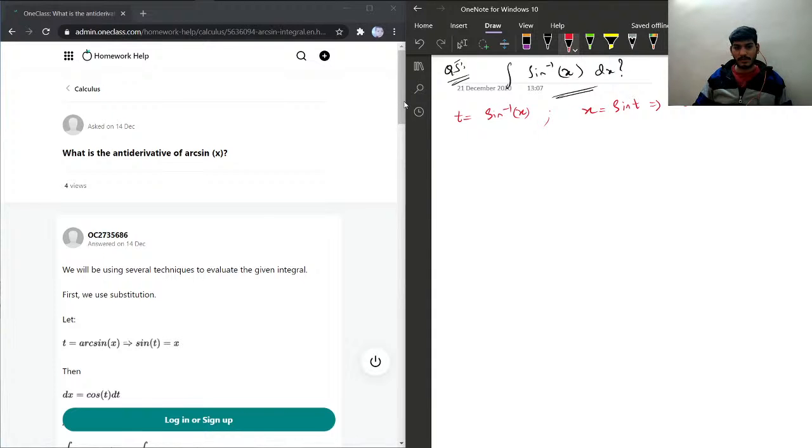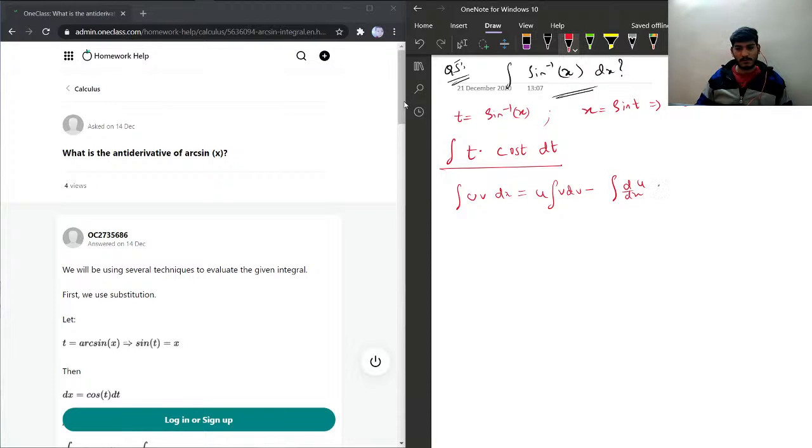So I'll substitute the value of x and the value of dx. So value of x is sine of t, sine inverse of t will be t times cosine of t dt. And to evaluate this integral, we are going to use integration by parts.